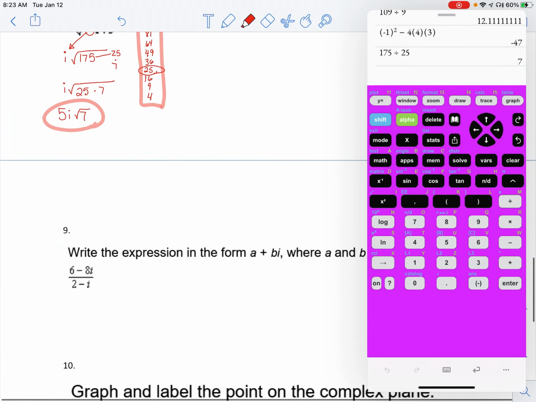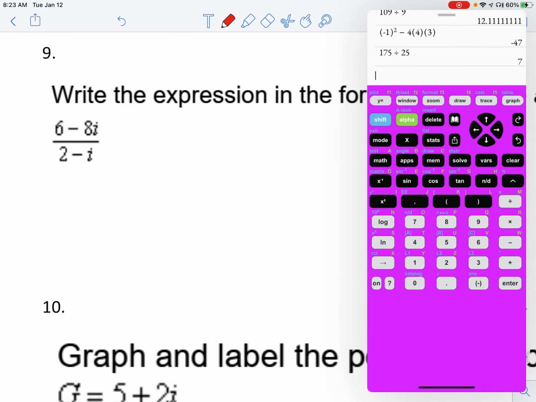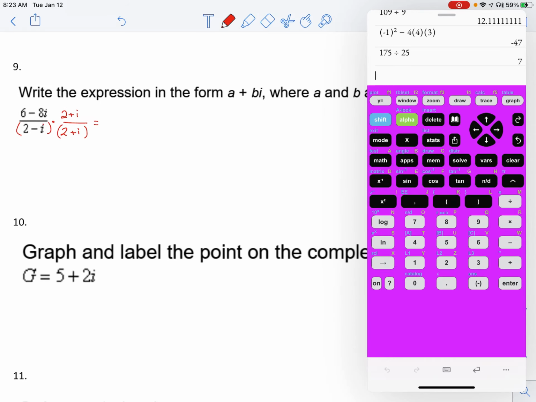And number 9, practice some more imaginary numbers. I am including a lot on this one. The first thing you need to know is if you have an i on the bottom, that's not okay. So you have to multiply by the conjugate, which is 2 plus i. I'm going to work out the entire bottom first, and then I will work out the entire numerator.